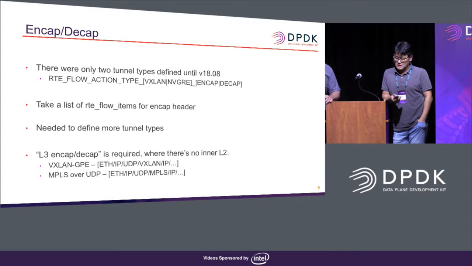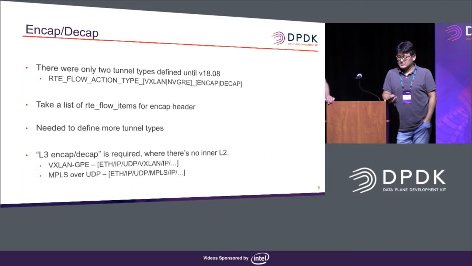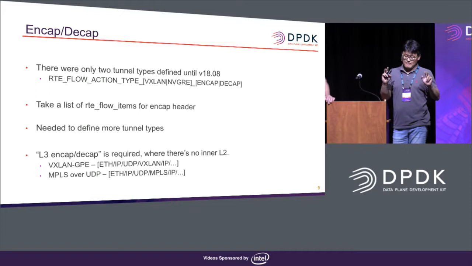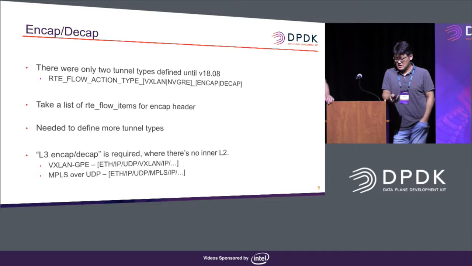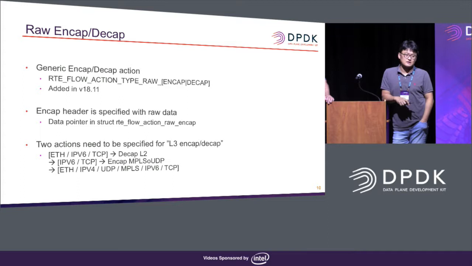And then even in case of MPLS over UDP or VXLAN GPE, there's no L2 header in the inner part, right? There's no inner L2 header. Usually it takes out the Ethernet header and it has the IP header right next to the tunnel header. So in that case, we call it kind of L3 encap decap, L3 encapsulation and decapsulation. For doing that, we introduced a new action type, raw encap decap.